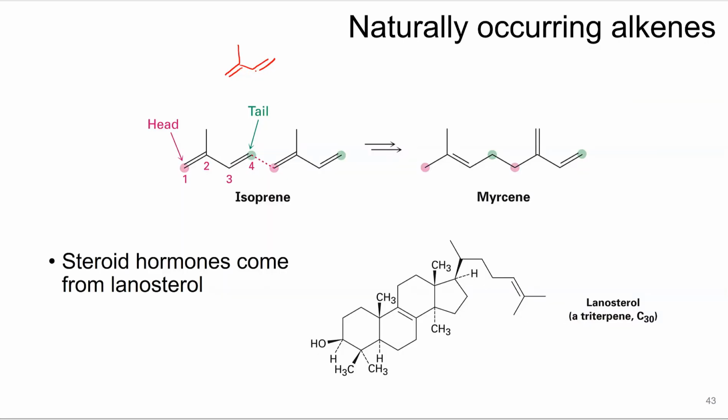this isoprene structure. Steroid hormones come from lanosterol. That's a different terpene. This is a triterpene. And all of these come from that same isoprene unit as well.